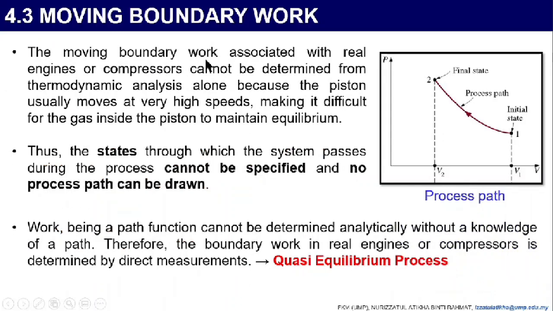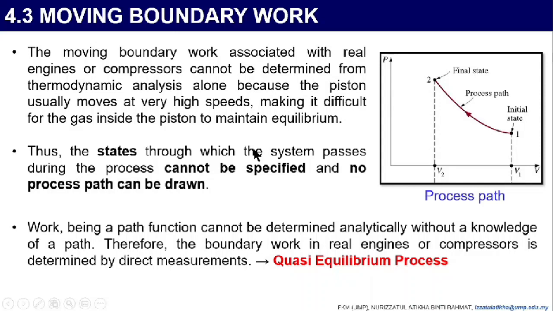So the moving boundary work associated with real engines or compressors cannot be determined from thermodynamic analysis alone because the piston usually moves at very high speed, making it difficult for the gas inside the piston to maintain equilibrium. So guys, usually we calculate processes when it is in equilibrium or in a clear state. We have initial state 1 and final state 2. So we have a clear state 1 and state 2.